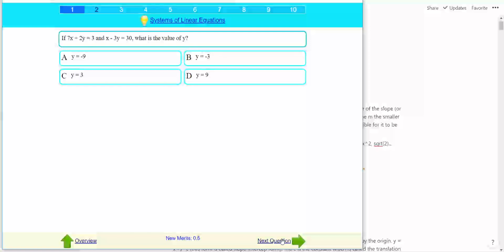Let me re-solve this problem again. So let's do it properly. So we have 7x plus 2y equals to 3. And then the second equation is negative 7x plus 21y equals to negative 210, right? So let's do the addition. Now the x's will be eliminated. We will have 23y equals to negative 113. So y would equal to negative 213 over 23.